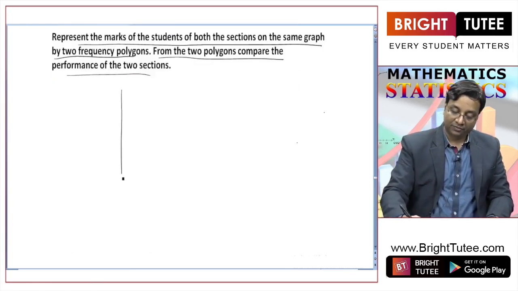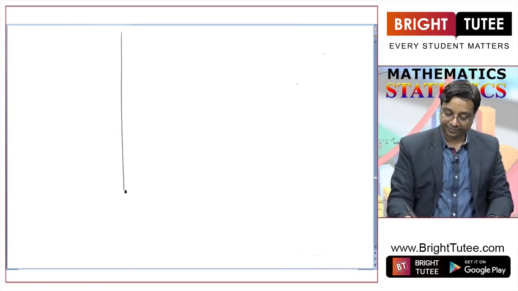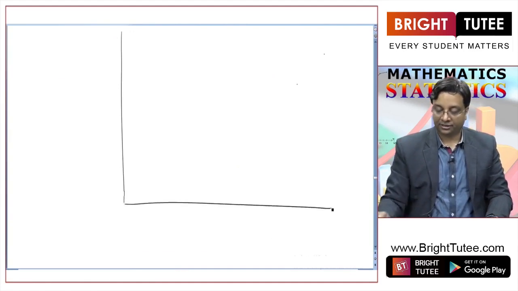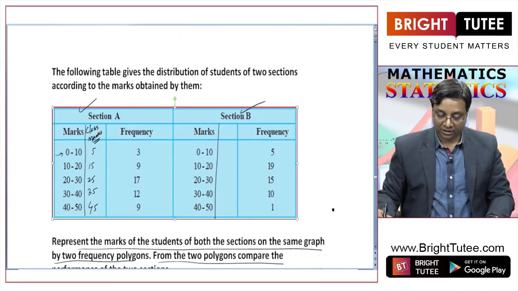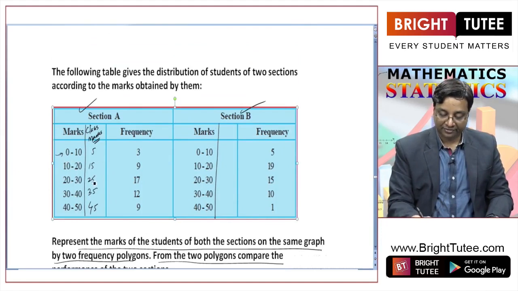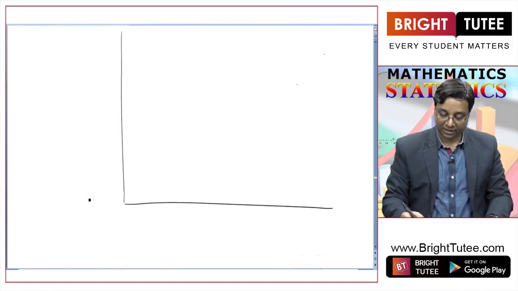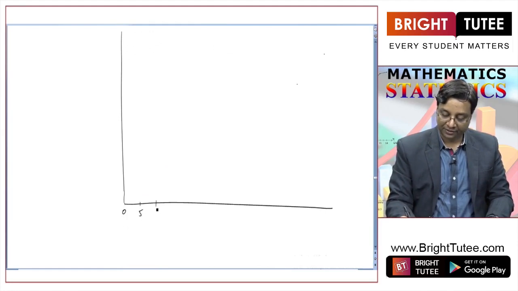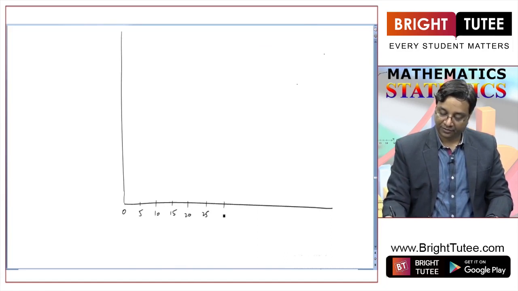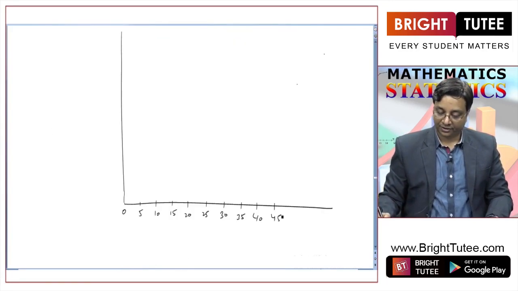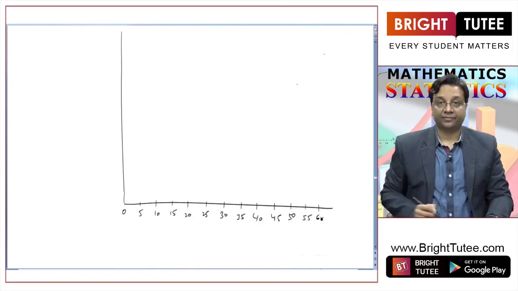So let me draw a vertical axis and a horizontal axis. On the horizontal axis I need 5, 15, 25, so the suitable scale, let me start with 0 here, then 5, 10, 15, 20, 25, 30, 35, 40, 45 and 50, then 55 and 60.